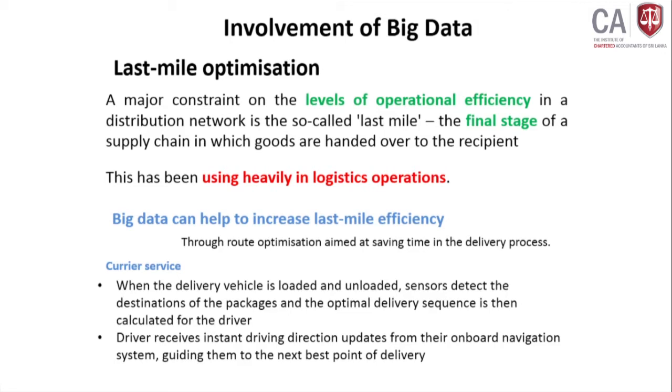Last mile optimization. What is the last mile in big data? A major constraint on the level of operational efficiency in a distribution network is the so-called last mile, the final stage of a supply chain in which goods are handed over to the recipient.